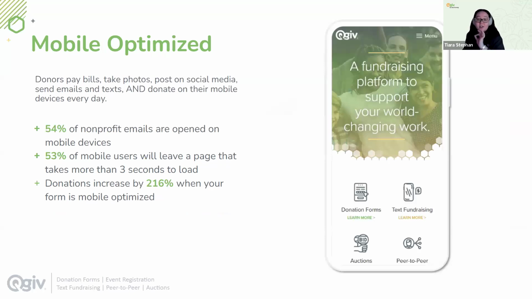Now, you want to make sure that your forms are also mobile optimized. More than half of emails are opened on a mobile device, and that percentage continues to rise. So the last best practice tip I would like to cover today is to make sure your donation forms are mobile optimized. Our research shows that you can increase donations by 216% when your donation form is mobile optimized. And Qgiv takes care of this best practice for you. All of our forms are mobile friendly, so you and your team have one less thing to worry about.